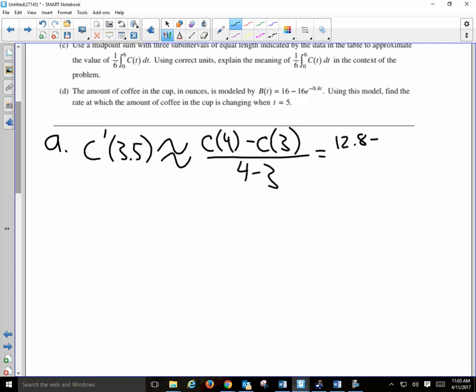What is C of 4? 12.8 minus 7.2 divided by 1.6 what? What is the measurement in? Ounces per minute.